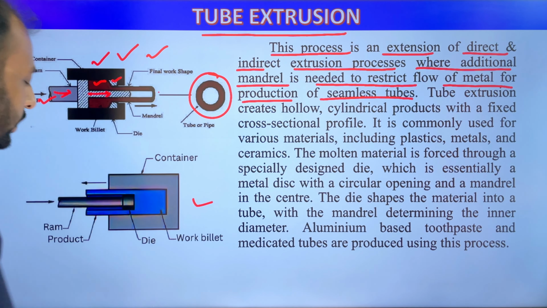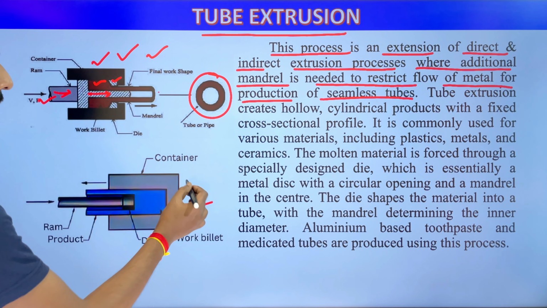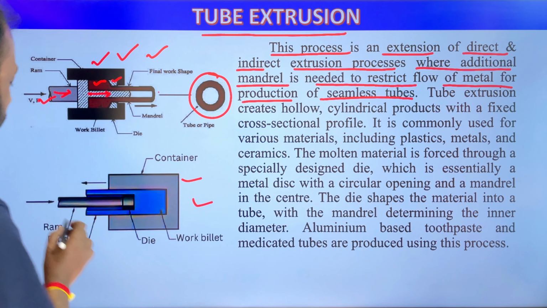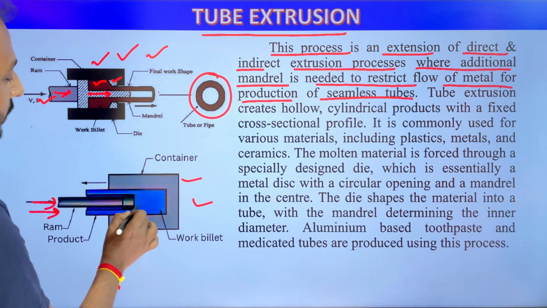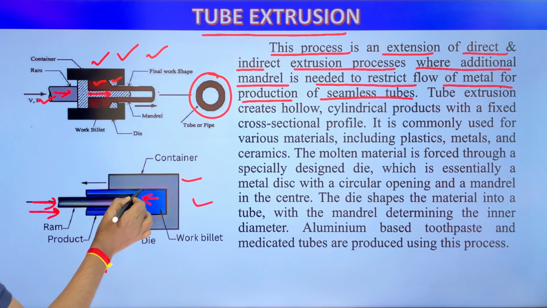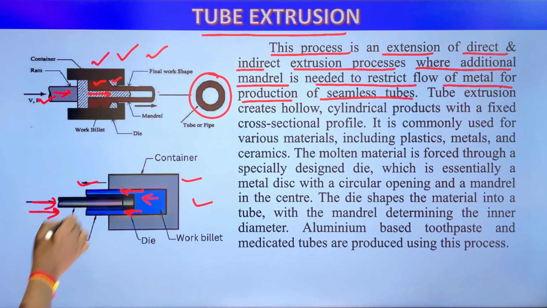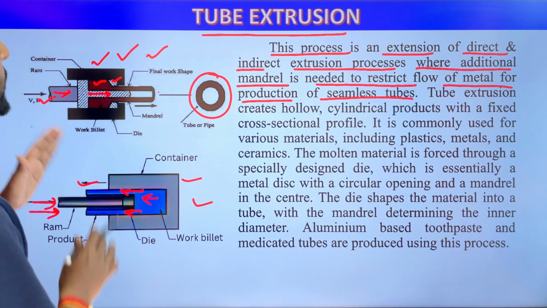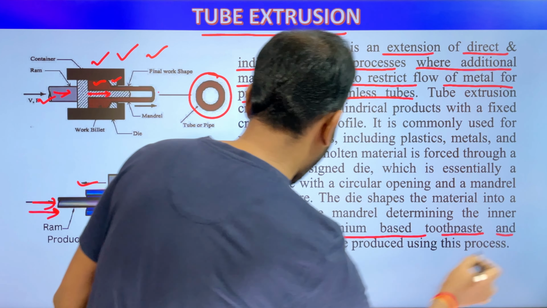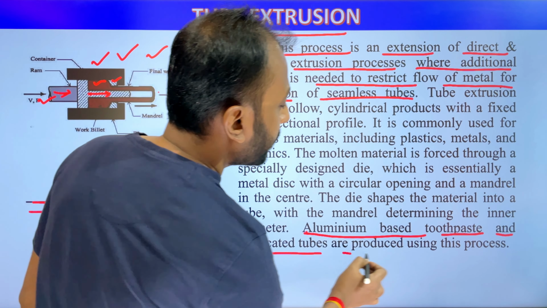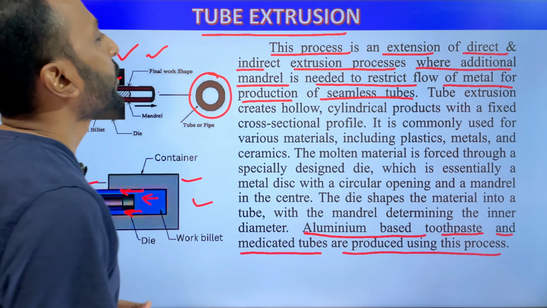In backward extrusion process, how can we create the hollow or tube type product? This is cylinder we have seen earlier. So this is ram. When we apply force on the ram, it presses the metal billet and metal billet comes out through the circumference of the die and we get tube type product. So this is tube extrusion process. Mainly aluminum based toothpaste and medicated tubes are produced using this process.